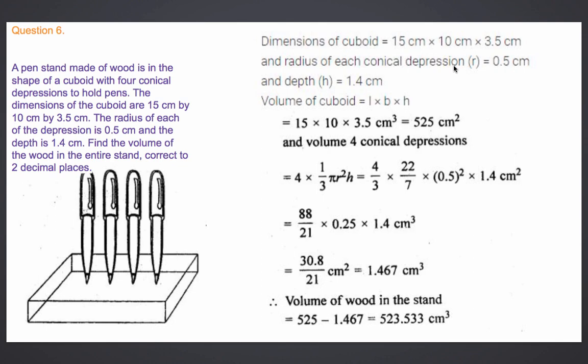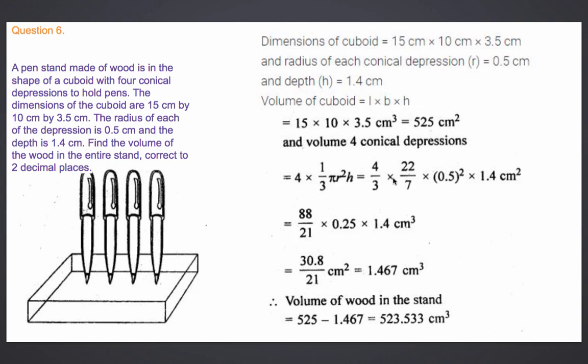Now the radius is 0.5 and the depth is 1.4. 4 such conical depressions are there. So for one conical depression, the volume formula is 1 by 3 pi r square h. So for 4 conical depressions, it is 4 into 1 by 3 pi r square h. Students, remember, once again I am repeating, this is the volume of one conical depression, which is the volume of a cone, 1 by 3 pi r square h. And why are we multiplying it by 4? Because 4 such conical depressions were made.